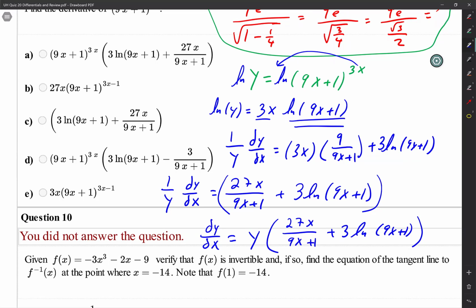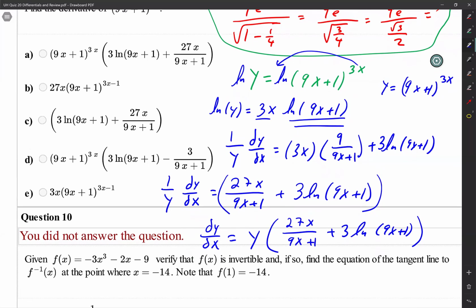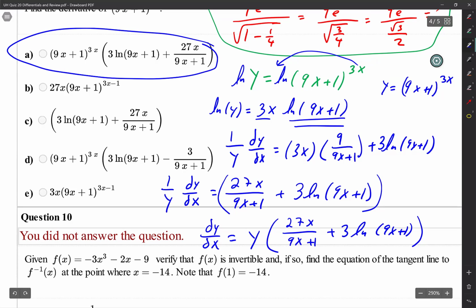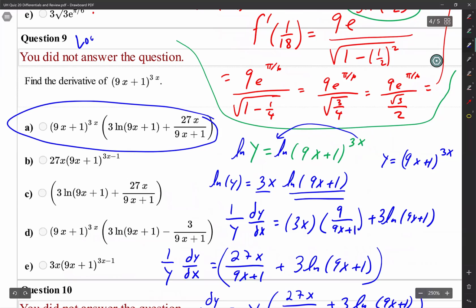So catch up. Now I know what y is because I have it over here in green. y is simply (9x plus 1) to the power 3x. So there it is. Replace that y with that expression, and let's look for it. I want to say it's A, 3 ln of 9x plus 1. Yep. You see how we did it? In case you need notes for this, go back to your log rules notes.